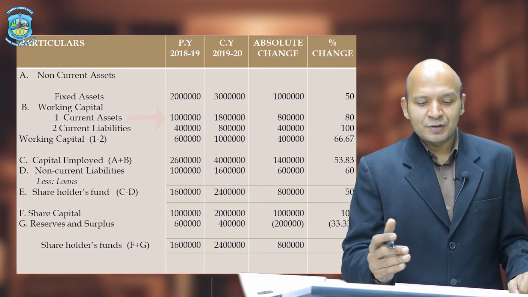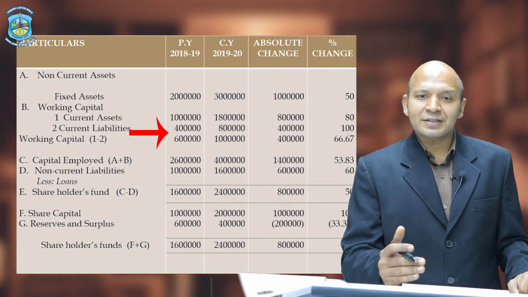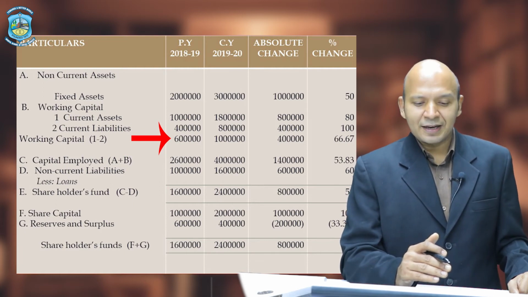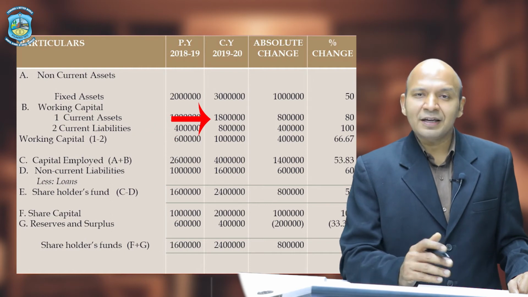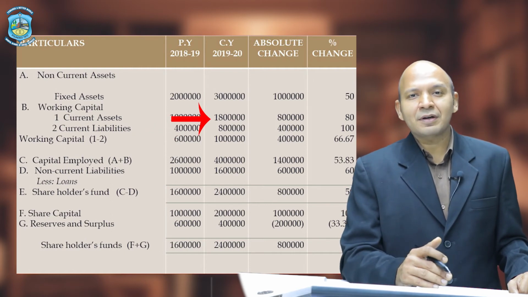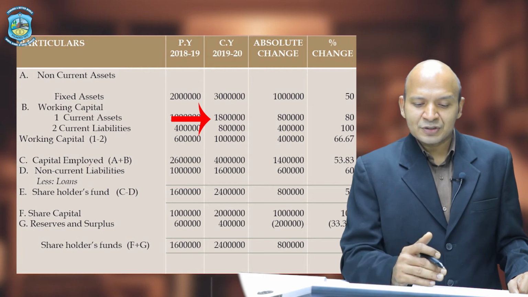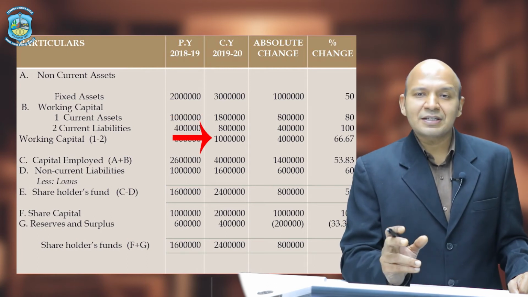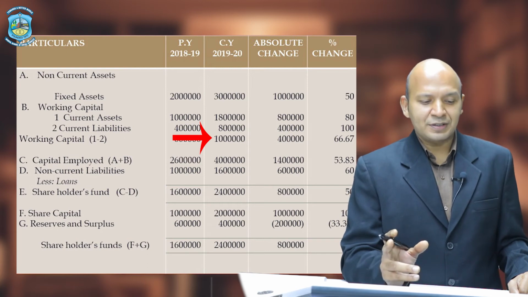current liabilities. So 10 lakhs minus 4 lakhs, 6 lakhs is the working capital for the year 2018-19, and for the current year, if we have to calculate the working capital, same formula, 18 lakhs minus 8 lakhs, the difference amount is 10 lakhs. So this is indicated as B point.